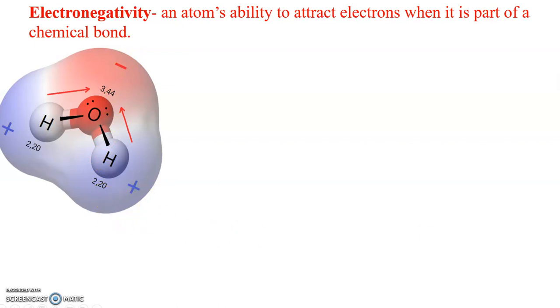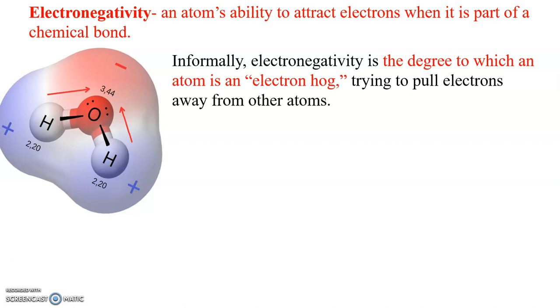Now, this is a little bit of a preview of some stuff that we're going to do to come, but I did want to illustrate why electronegativity is important. And again, the main property is basically just the ability to attract electrons. That's how it's said formally. More informally, it's the degree to which an atom is an electron hog. That's how I will say it pretty much every year that I teach it. So how greedy it is for electrons.